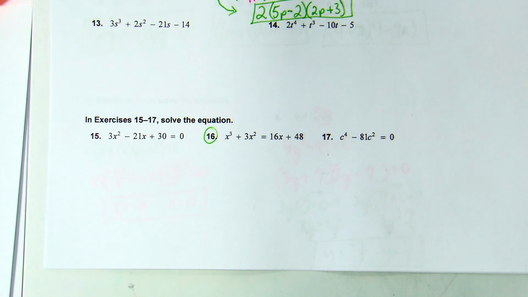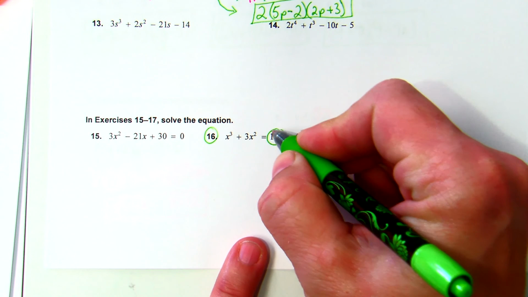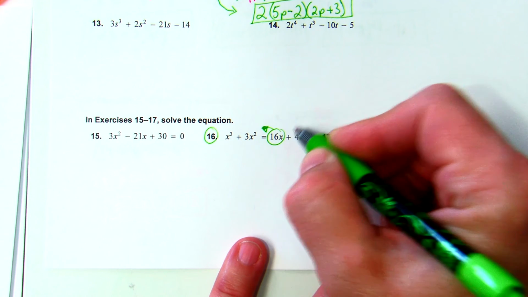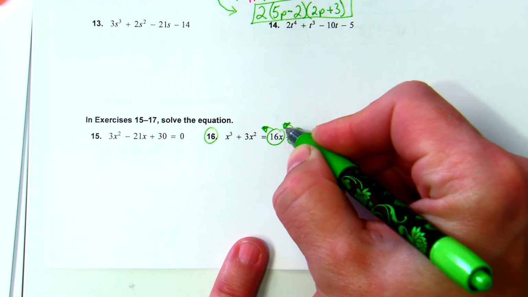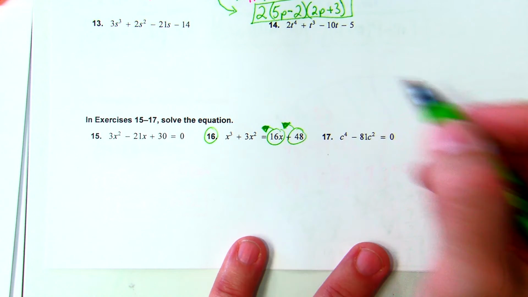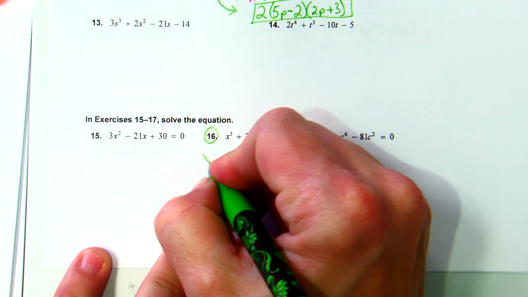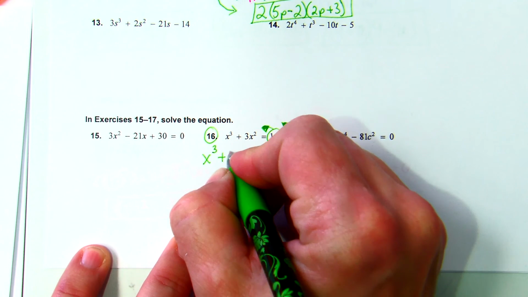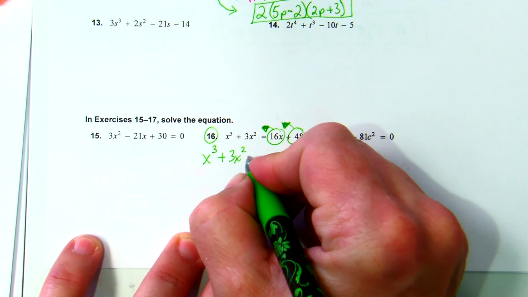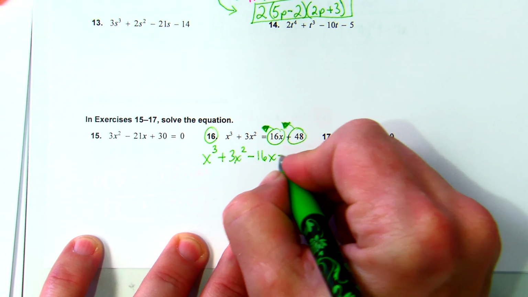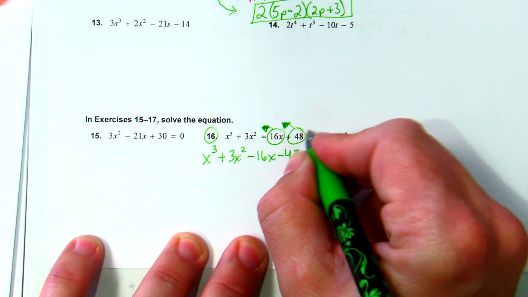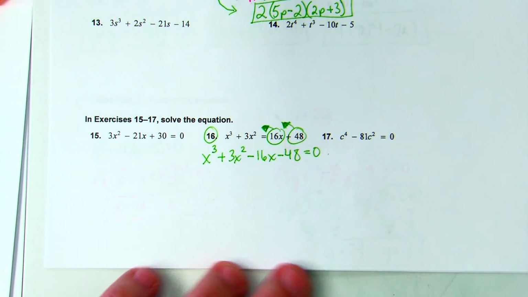The first thing we've got to do when we're trying to solve an equation is we've got to get everything equal to 0, so we have to put everything on one side. So I'm going to take and move the 16x across, and I'm going to move the 48 across. And when I do that, you know it's going to change the sign of both of them. So rewritten, I'm going to have x cubed plus 3x squared minus 16x minus 48, and then the only thing left on this side is going to be a 0.